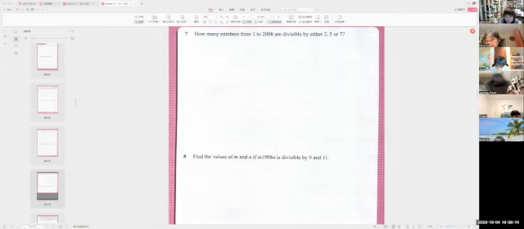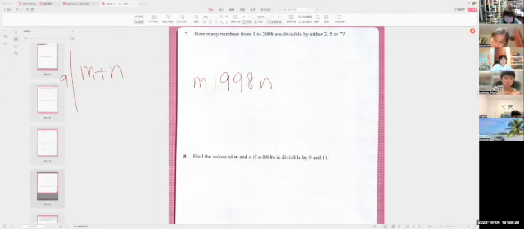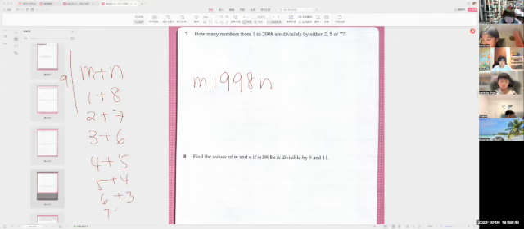Okay, so how do we do it? M1998N is divisible by 9. So that means M plus N must be divisible by 9 as well, because you can see 1 plus 8 equals 9, and 9 and 9 are all multiples of 9, right? So M plus N can only equal 9, so what can it be? M cannot equal 0, so it's 1 plus 8, 2 plus 7, 3 plus 6, and 4 plus 5, and 5 plus 4, and 6 plus 3, and 7 plus 2, and 8 plus 1, and 9 plus 0. Are these the only possibilities? Right?